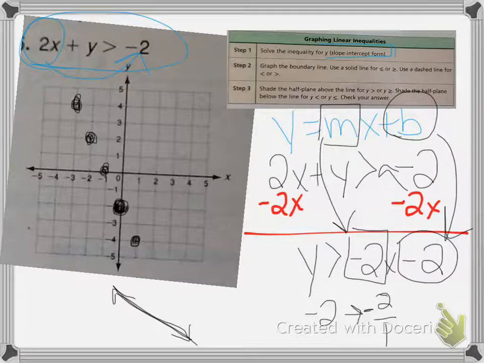Now it says to graph the boundary line. Use a solid line if it's greater than or equal to. Use a dashed line if it's just greater than or less than. I don't have an equal to symbol, so I'm just going to do a dashed line like that. You may have to erase some of your dots if they get too big. Then, once you have your dashed line, if it's a greater than symbol like we have, it says to shade above the line, so above the line would be up here on top of the line.